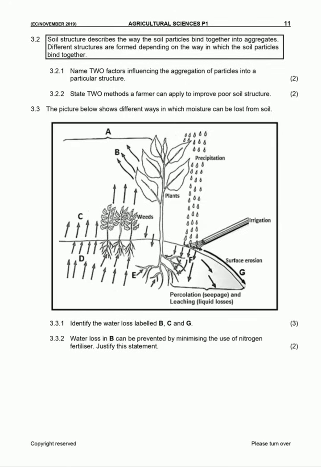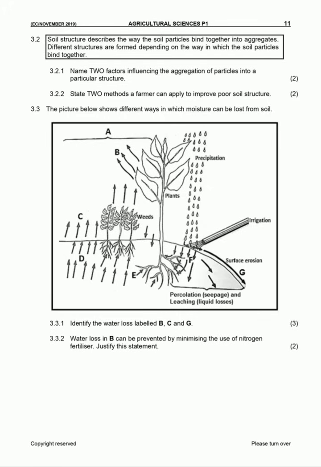And then you have been given a scenario here. Soil structure describes the way the soil particles bind together into aggregates. Different structures are formed depending on the way in which soil particles bind together. Right, so 3.2.1. Name 2 factors influencing the aggregation of soil particles. Now remember, this section is all about soil. So try by all means to answer this on your own without me. Obviously at the end of each section, I'm going to put on answers, but try to be honest with yourself. Answer this properly, answer this correctly.